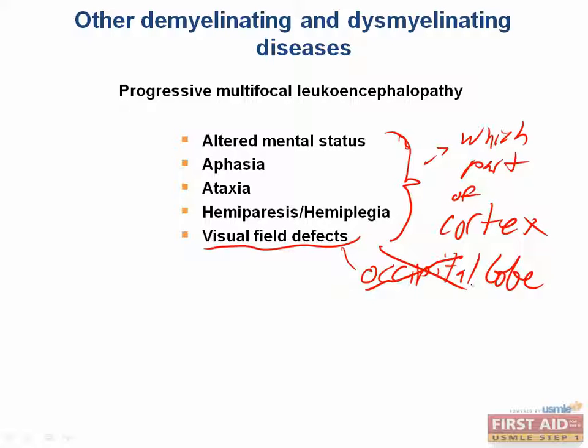Now, for diagnosis, you should obtain a PCR for JC virus from the CSF. The prognosis is actually quite poor, with death occurring 3 to 6 months after the onset of symptoms, and that's a very fast time course, so you should definitely try to remember that.